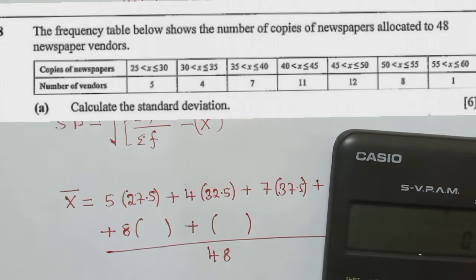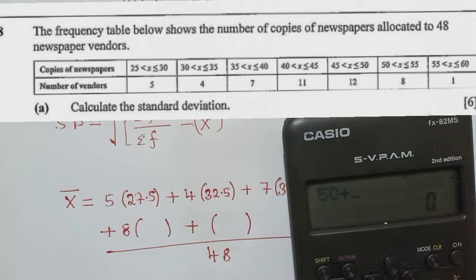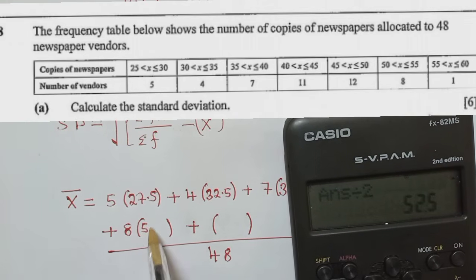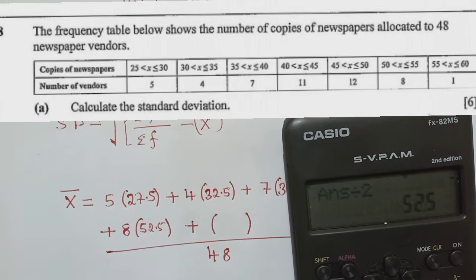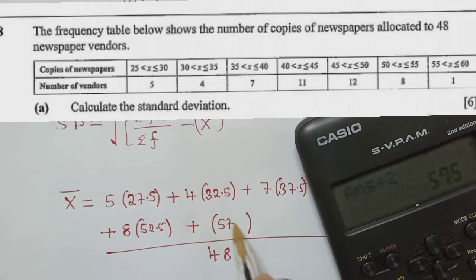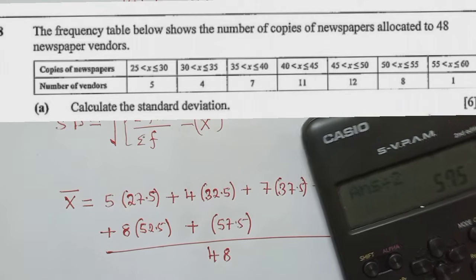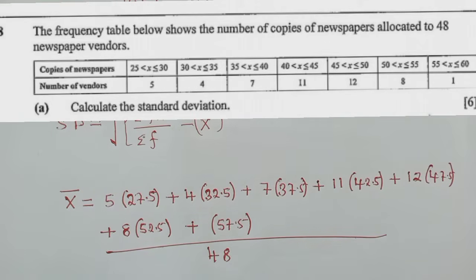The next one, we have 50 plus 55 divided by 2. We're getting 52.5. And lastly, 55 plus 60, before you divide by 2, we're getting 57.5, like that. So this is how you do it.